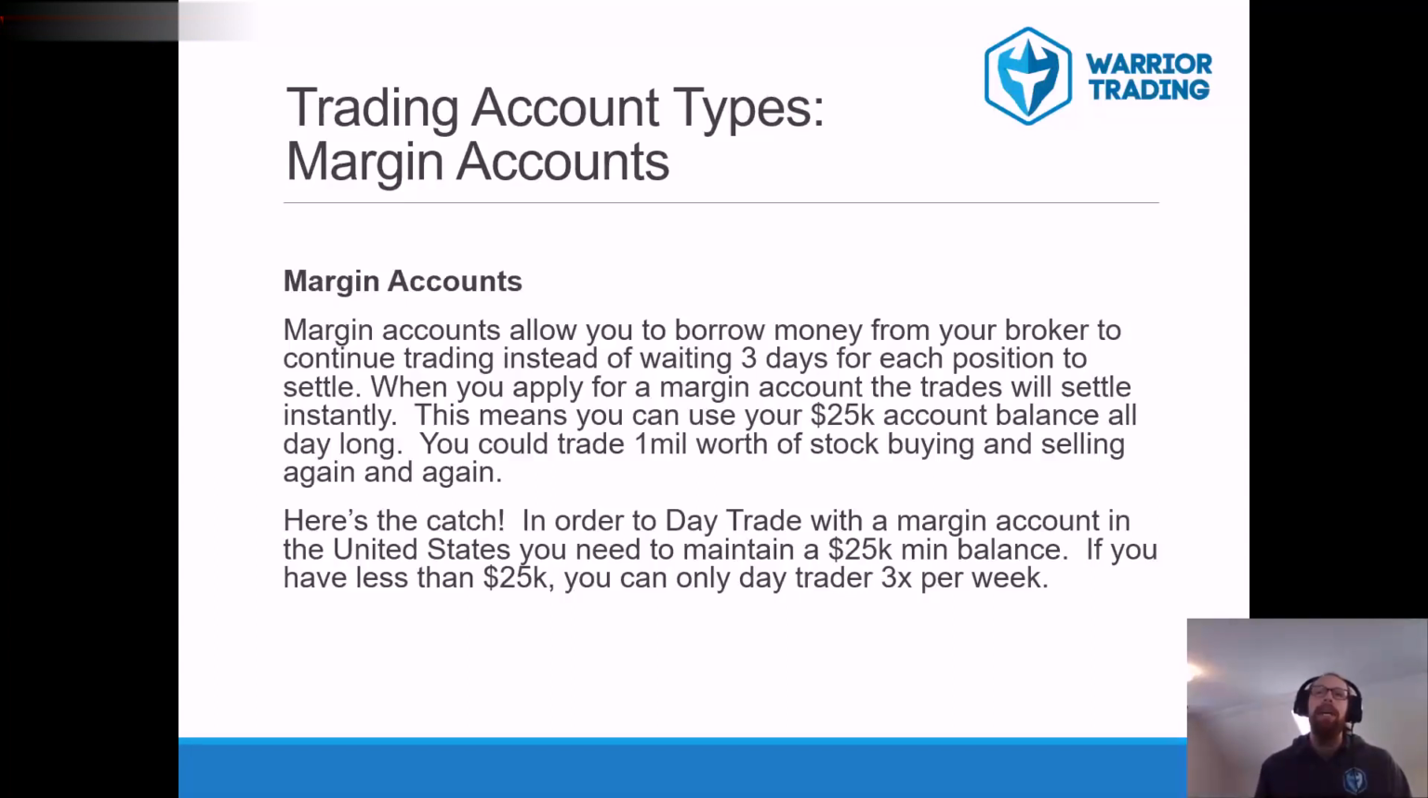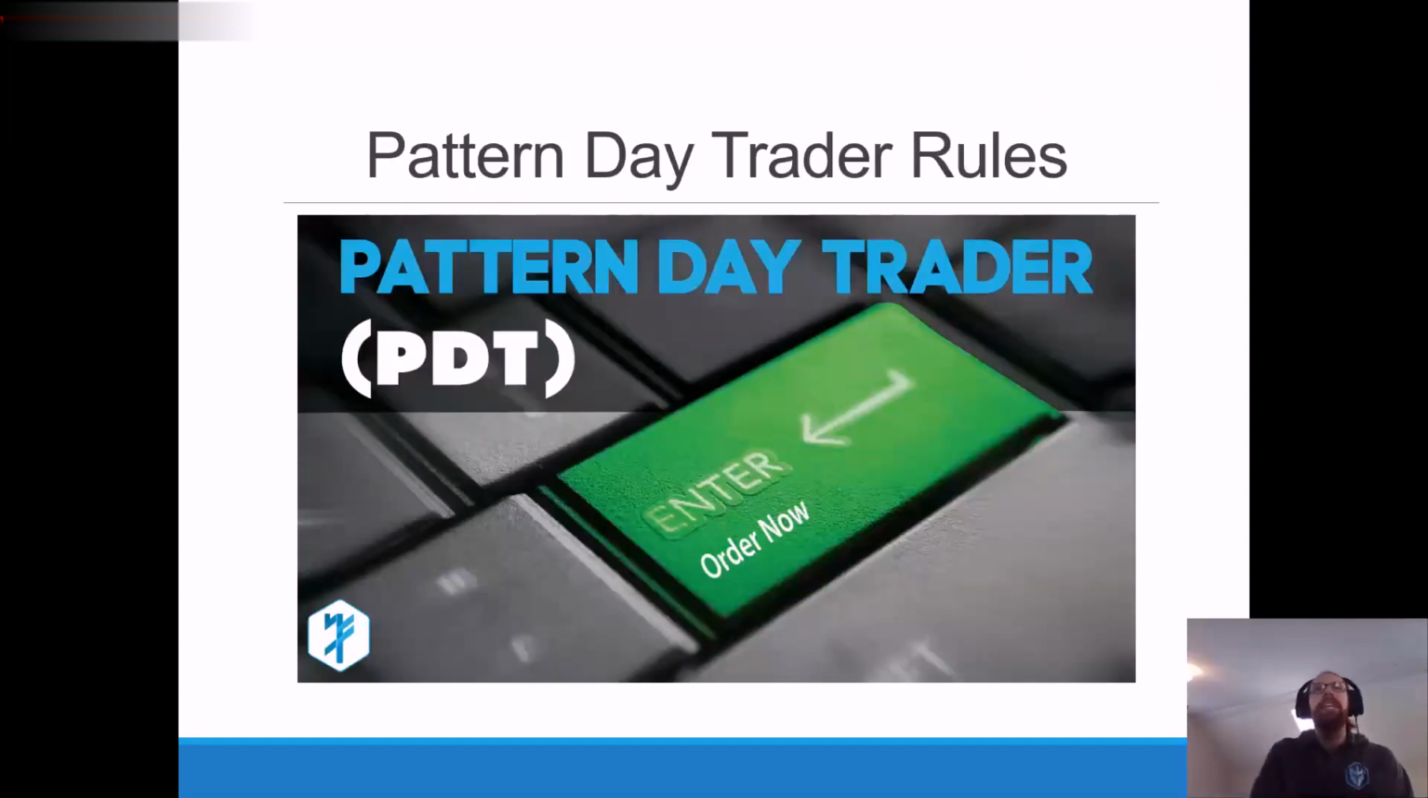All right. So now the pattern day trader rule. This is the rule that states that you need the $25,000 minimum balance. Now this rule was designed after the dot-com bubble of the late 90s, when day trading became really popular because so many traders lost their shirts when the bubble burst.